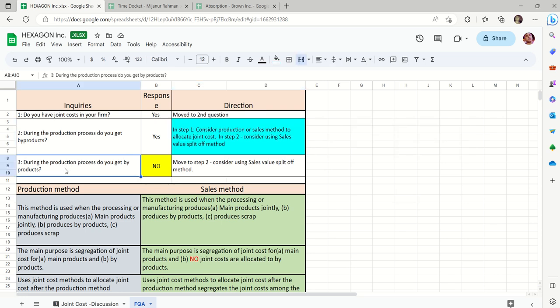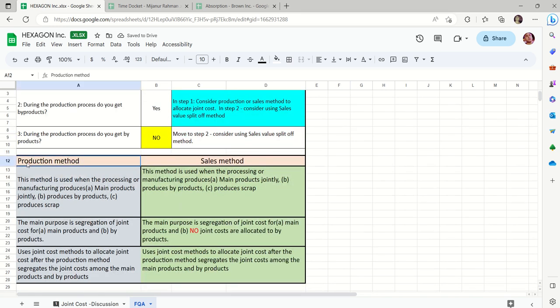And then in question 3, during the production process, do you get byproducts? If the answer is no, then you move to step 2 directly. You don't need to consider step 1. You move to step 2, consider the sales value split off method, or you could choose the NRV method, or you could choose the physical quantity method. These are the methods that can be used if we don't have any byproducts. You could read this at your own time. During the discussion of the problem, you will have the answer for this. If I have time, I'll talk about it.